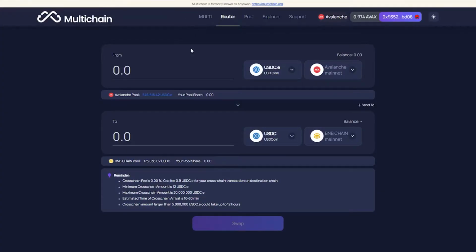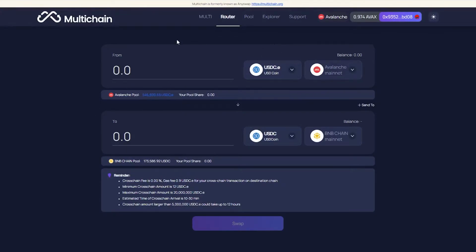It's of course Multichain. Now, Multichain has been here for a while. It was known as AnySwap before, but they rebranded to Multichain, and you could essentially send USDC from one chain to the other very easily. They clarified that they only charge 90 cents here, and your transaction estimated time is 10 to 30 minutes, but in all honesty, I usually get it within 5 minutes, so it's really quick.